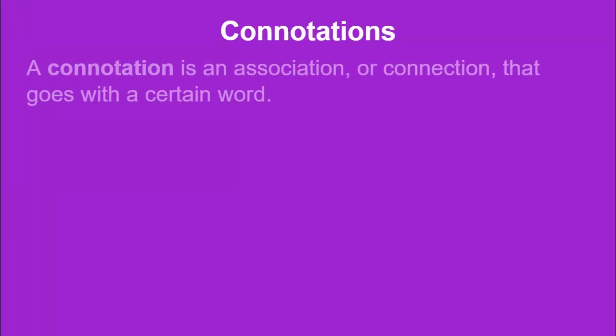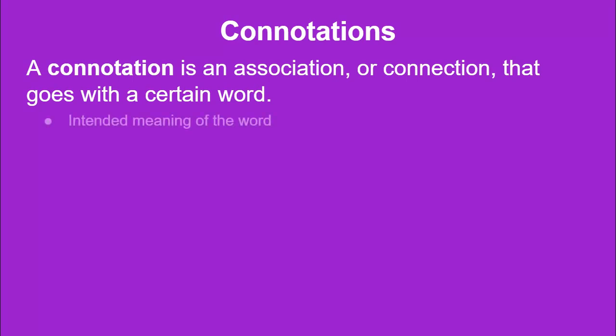Next, we're going to look at connotations. A connotation is an association or connection that goes with a certain word, usually a connection that your brain kind of makes without you really meaning for it to. Connotations are the intended meaning of the word. It's the way that you want the person reading your writing to understand the word. It helps with the tone.